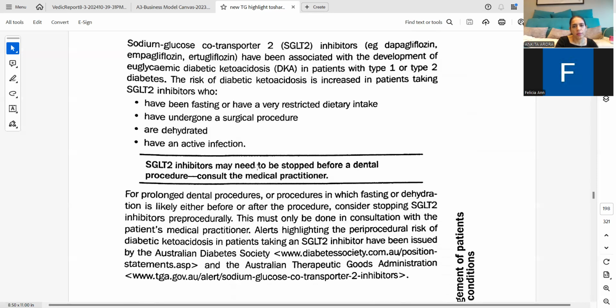Now, these inhibitors may need to be stopped before a dental procedure. For prolonged dental procedures, or procedures in which fasting or dehydration is likely either before or after the procedure, consider stopping these inhibitors pre-procedurally. Alerts highlighting peri-procedural risk of diabetic ketoacidosis in patients taking SGLT2 inhibitors have been issued by the Australian Diabetes Society.